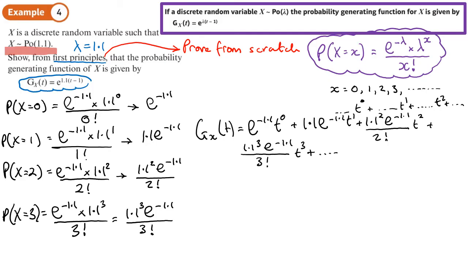So we could probably work out the next one's going to be 1.1 to the power 4 e to the negative 1.1 over 4 factorial t to the power 4. So we know this goes on forever. So the next step, we want to find out what the sum of this infinite series is.